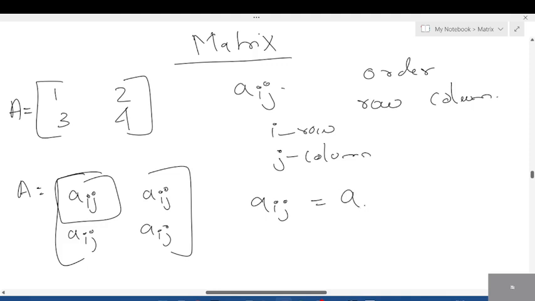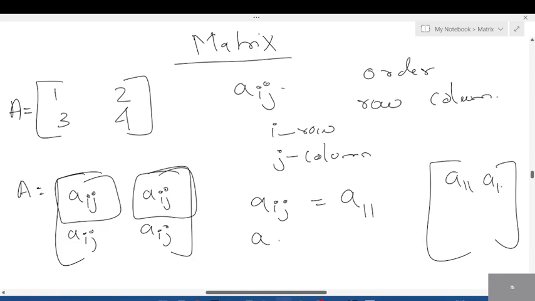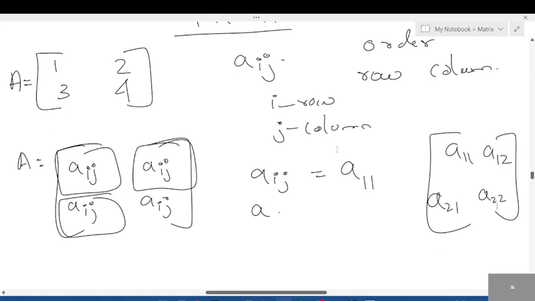So what should I write? 1, 1. Next one for this. Yes. So what are the answers you get? A11, A12. Next, second row, second column, A21 and A22. And they'll give you an equation.